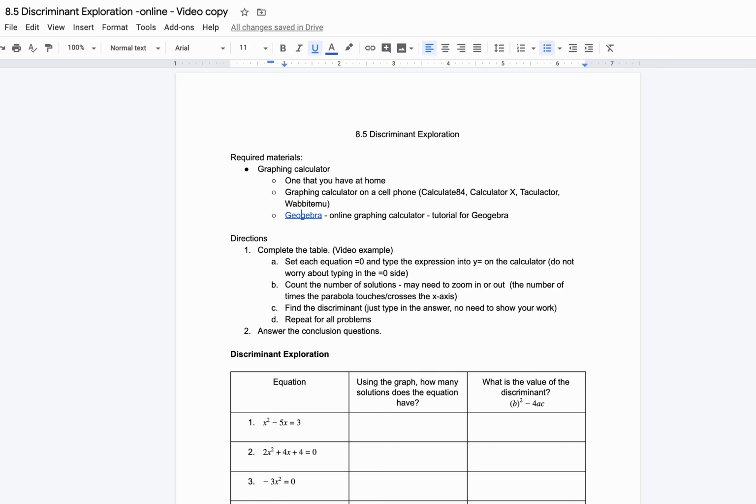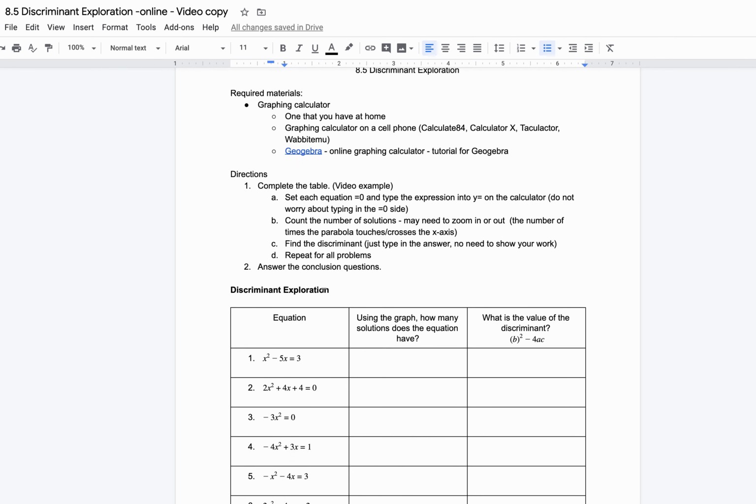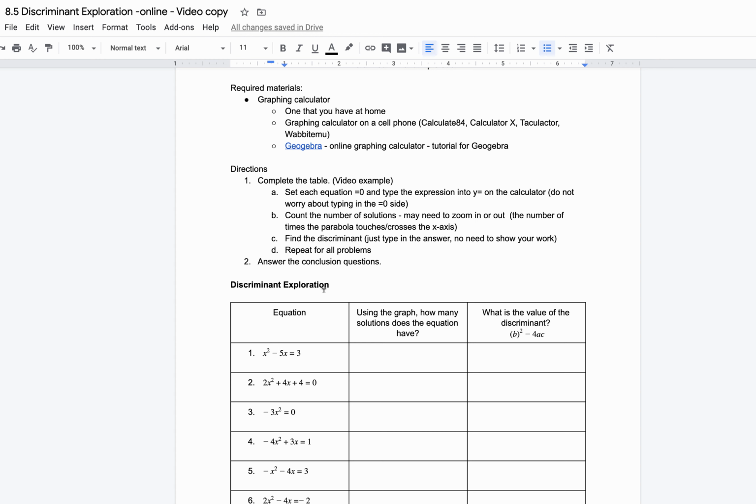Okay, in this demonstration, I'm going to show you how I would like you to fill in this chart and how you can use GeoGebra, the online calculator. So I'm going to go through the directions and then we'll work them out.